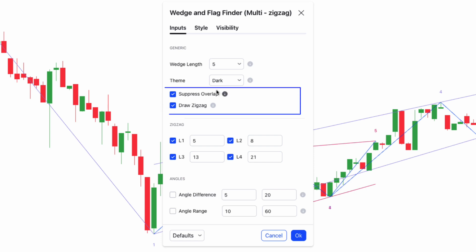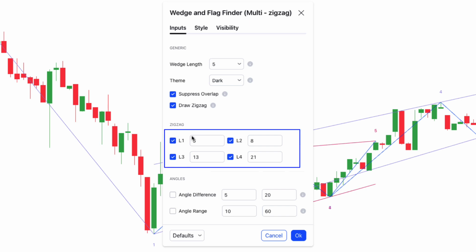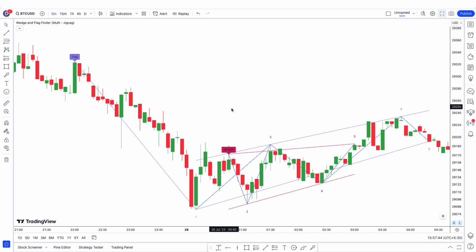When the first checkbox is enabled, it will cause the indicator to try to avoid overlapping wedges while still showing nested wedges, which is a wedge within a wedge. The other checkbox is to enable or disable the zigzag lines. However, since these can be useful, we'll keep them enabled. The final settings are for enabling or disabling the different zigzags. We will be keeping these settings at default.